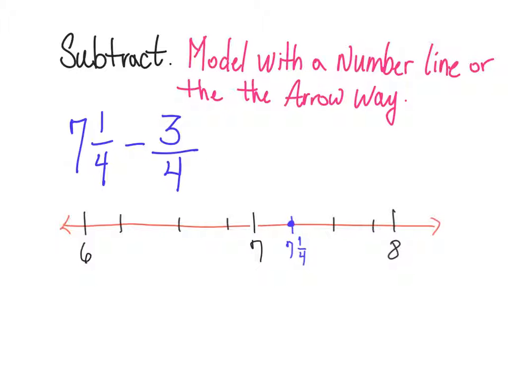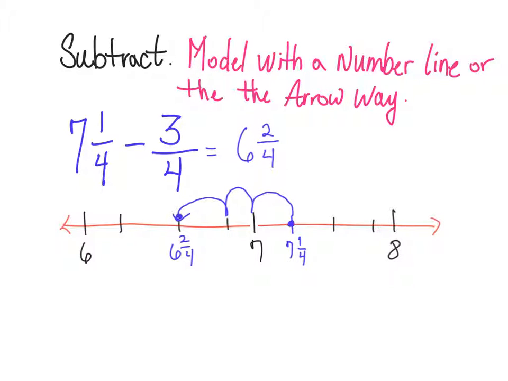And it tells us that we're going to subtract 3/4. So let's count down. 1, 2, 3. So we are now at 6 and 2/4. So this is equal to 6 and 2/4.